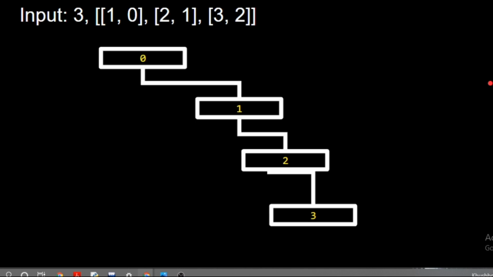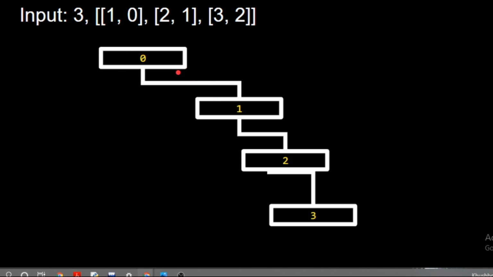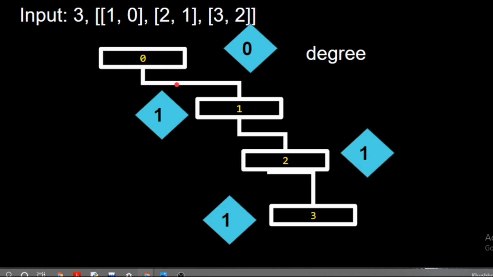So what we can do is, firstly we can plot a graph. As for 3 we need 2, for 2 we need 1, and for 1 we need 0. So we plotted the graph like this. Now from this graph we got to know that to do 0 we don't need any previous course, so we can do it. So can we say that node 0 has degree 0 and node 1 has degree 1, as it needs one course previous to it, and that's the case for 2 and 3 also.